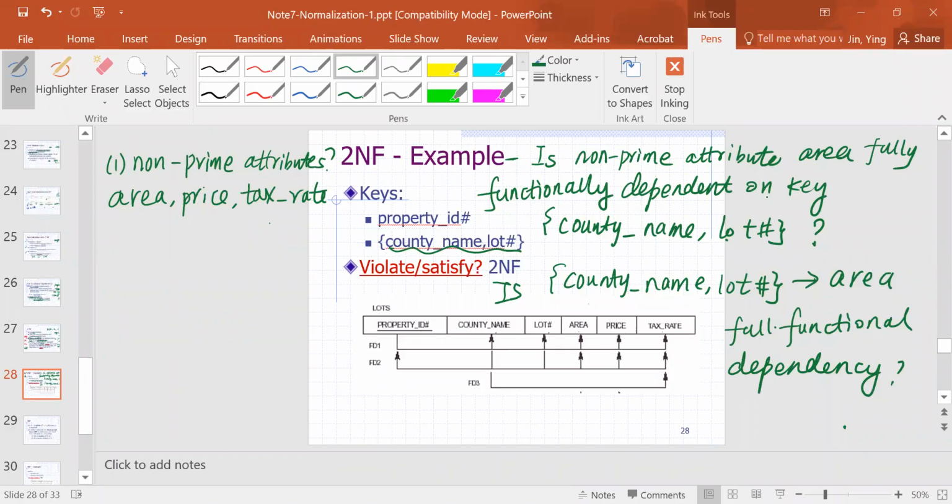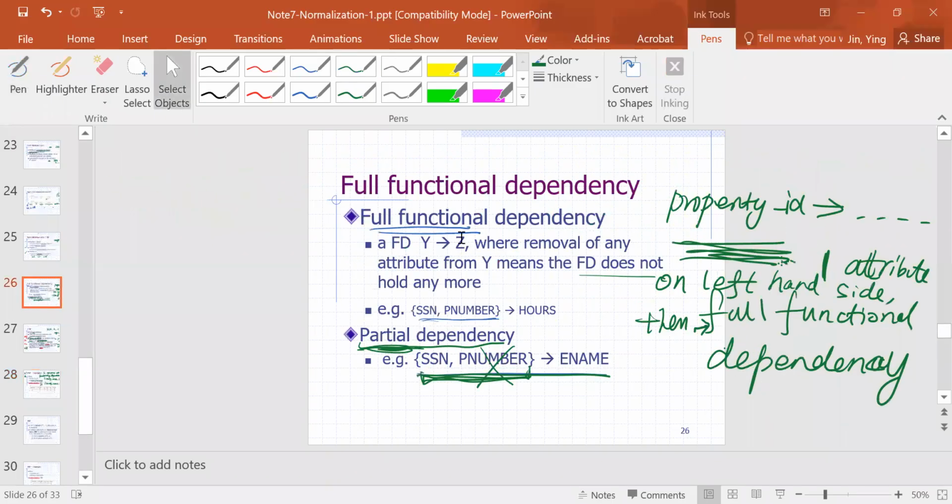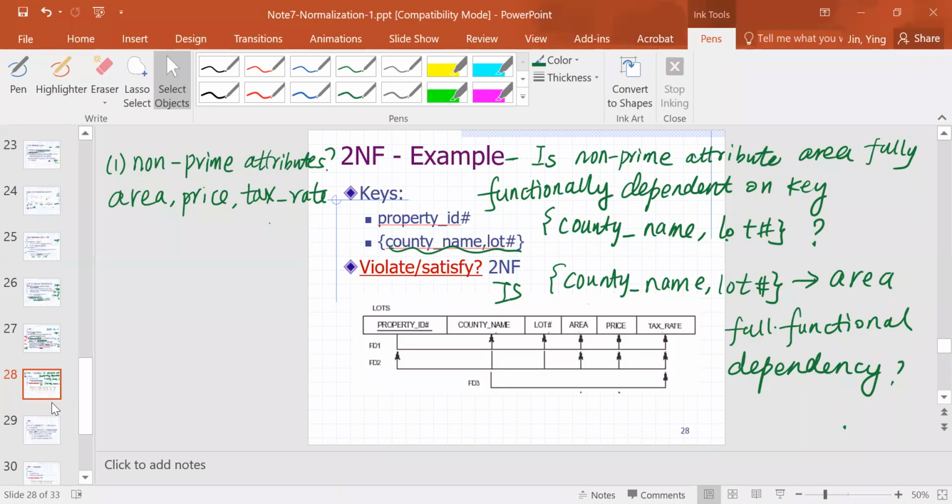So if this one's difficult for you to understand, we can rewrite it like this. When we see this, it is relatively easy to analyze, because we talk about full and partial, which means we can try to see those attributes. Can we remove them or not? So can we remove anything or not?